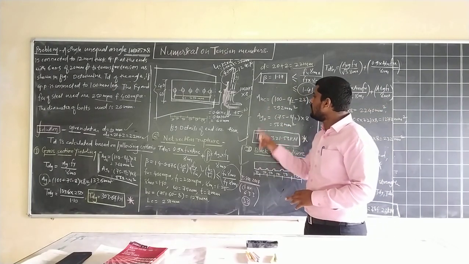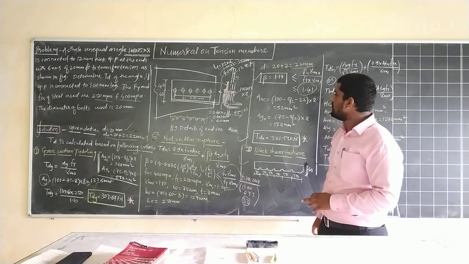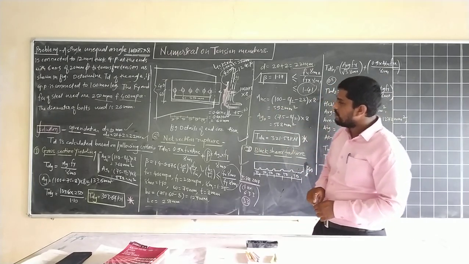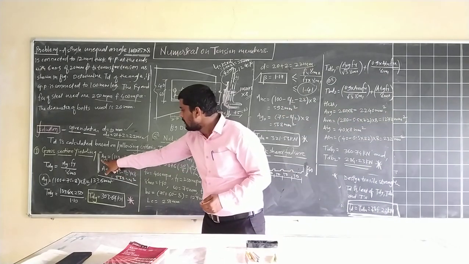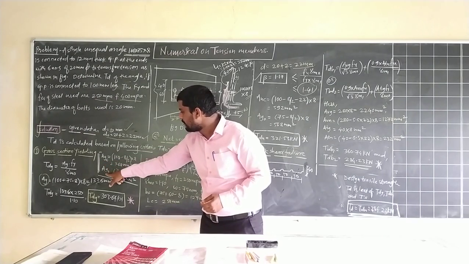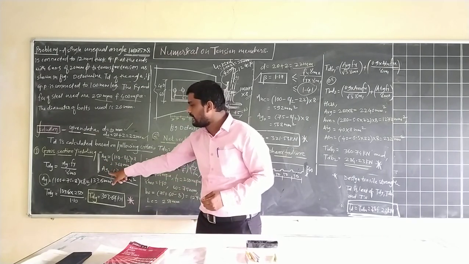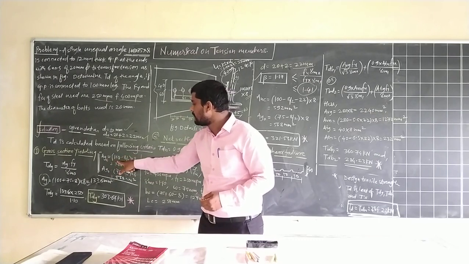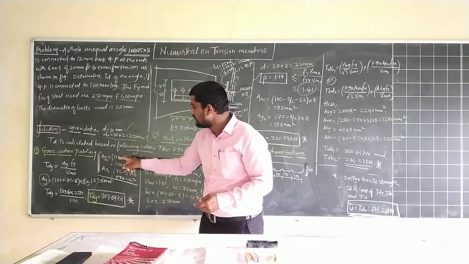Then next, find out the net area for this connection. How are we going to find it? Because we have already found the gross area of the connected leg and the gross area of the outstanding leg. O stands for outstanding. So we are going to find the gross area for this connected leg.